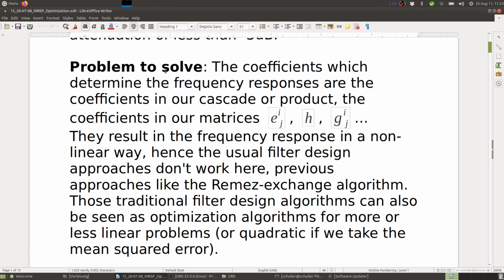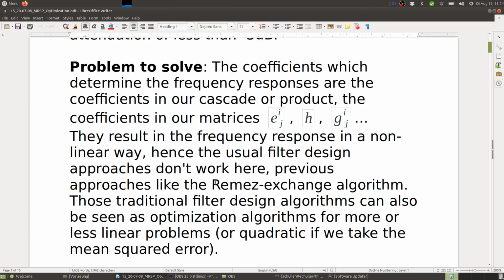So here's the problem to solve. The coefficients which determine the frequency responses are the coefficients in our cascade or product that we just saw, the coefficients in our matrices, which are this E_ij and G_ij, or the H and the F matrix. Right? So here this is from the F matrix, and the E and the J, they come from the zero delay matrix or also the maximum delay matrix. So they result in the frequency response in a nonlinear way because they come from a product. Hence, the usual filter design approaches don't work here.